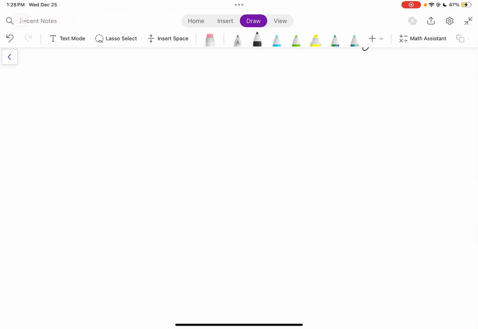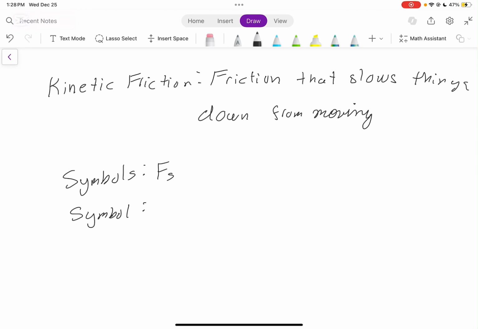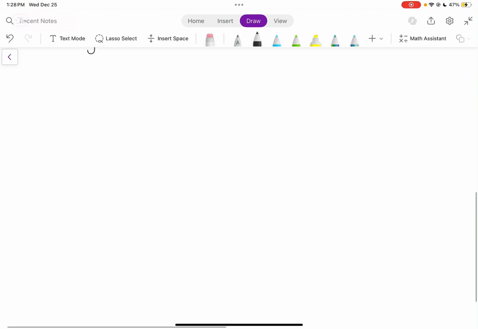Now, the next thing I want to talk to you about is the symbols for these. The symbols for static friction are just Fs for friction static, and the symbol for kinetic friction is just Fk. Right? So those are the symbols you can use. That'll come in handy.